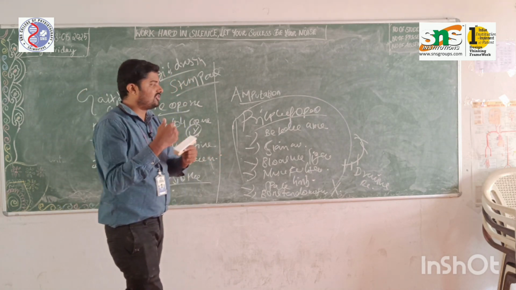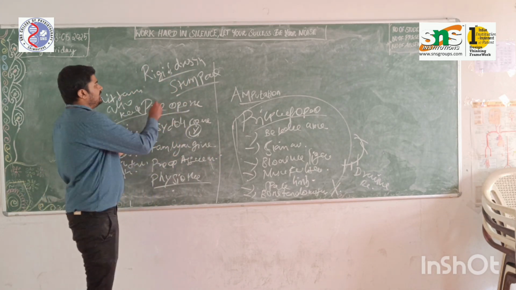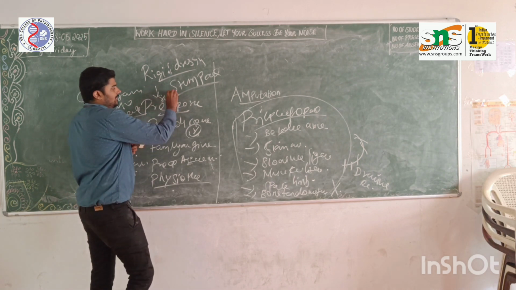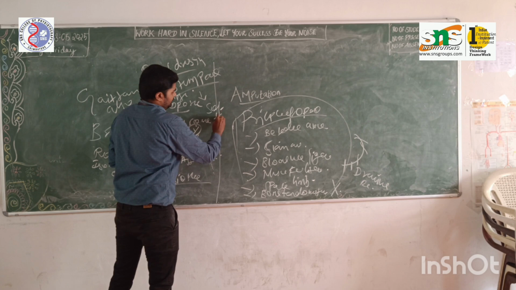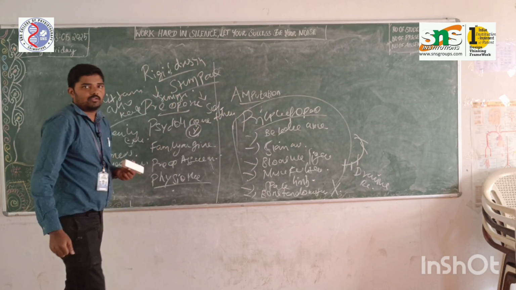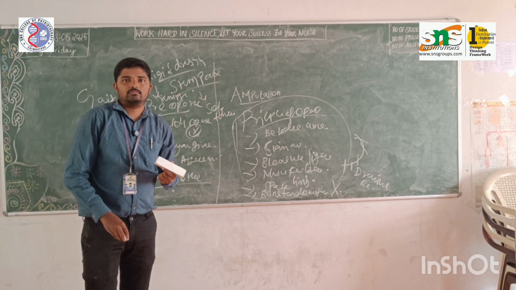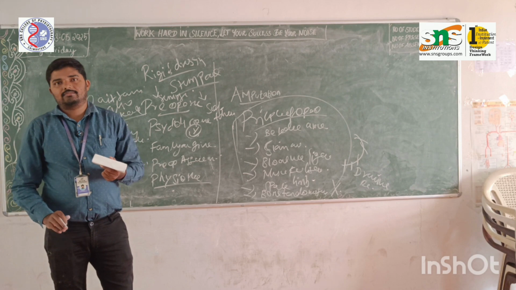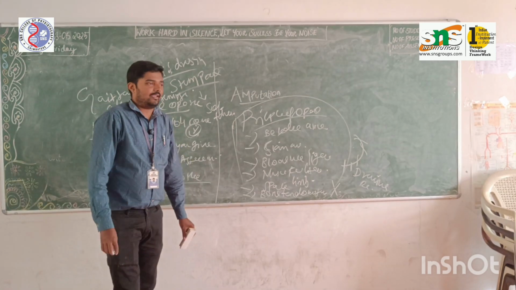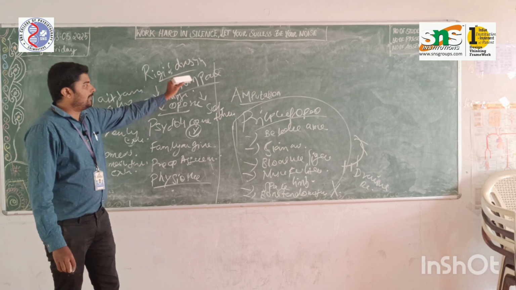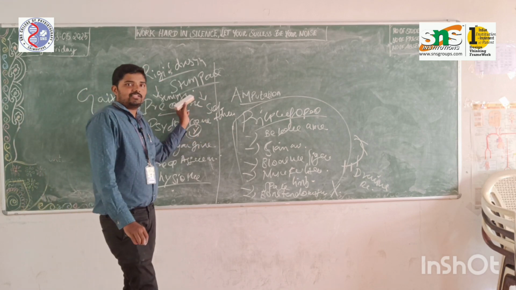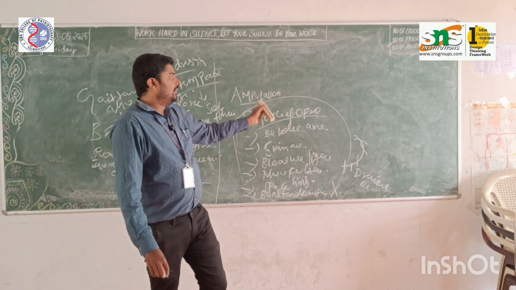Then with progression, you go for a semi-rigid dressing, and later a soft dressing. The three types of dressing are rigid dressing, semi-rigid dressing, and soft dressing. These are commonly used for the amputation patient.